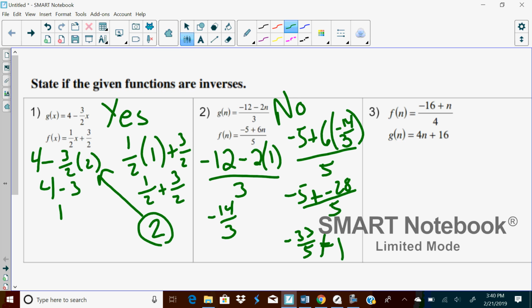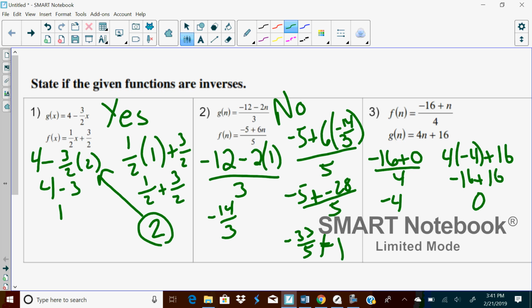For the last one, I plugged in 0. So negative 16 plus 0 divided by 4 equals negative 16 fourths, which is negative 4. So then I did 4 times negative 4 plus 16. Negative 16 plus 16, which is 0. So I got my original number, so the answer is yes.